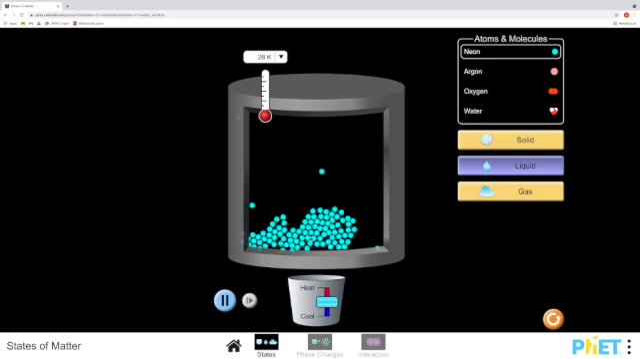An important thing to notice when we went from a solid to a liquid is that the particles themselves didn't change. These are still neon atoms. It's just that their spacing and ability to move around have changed.